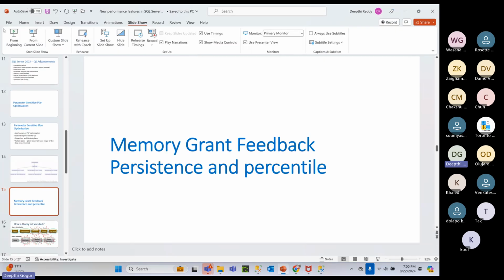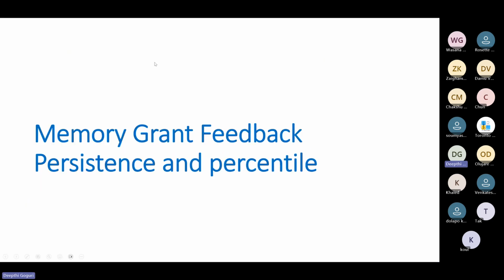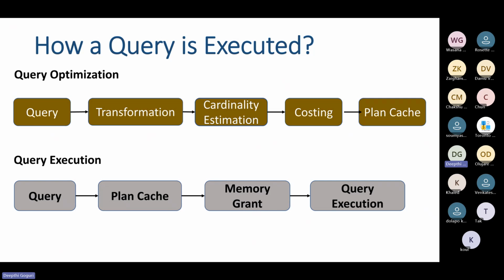Now let me go back to my slides. Now let's talk a little bit about memory grant feedback, persistence, and percentile. Before moving further, we will see how the query actually executes on SQL Server. Whenever the query goes to the execution phase, before that, something known as transformation will happen, meaning it will create the types of plans it can create.